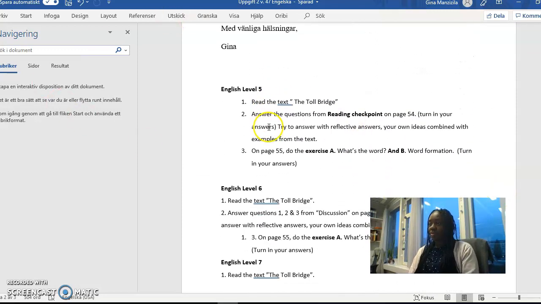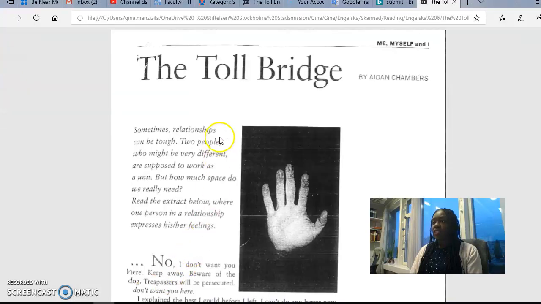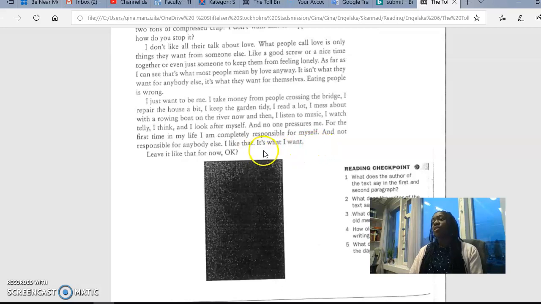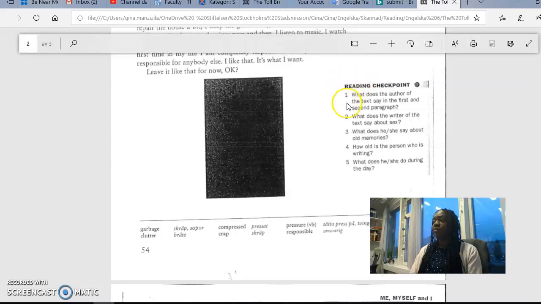Looking at the assignments, if we start off with English level 5, the first thing that you need to do is to read the text. Read through the text carefully and take notes, and then after you have read the text, your duty is to answer all of these 5 questions, as you can see here on page 54, reading checkpoints.